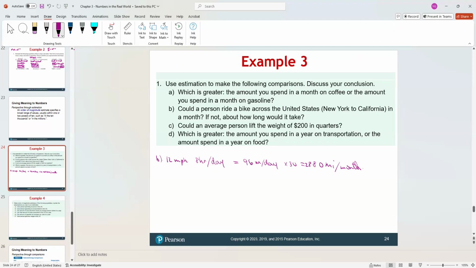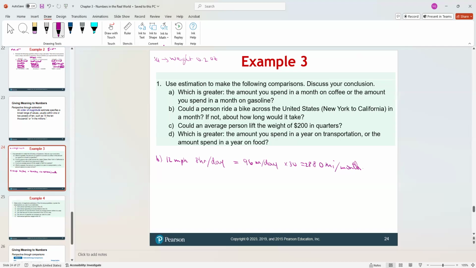Could an average person lift the weight of $200 in quarters? Again, here those are things so that you can say, oh, okay, let me verify if it's possible or not possible. So you assume a quarter weight. How much is the weight of a quarter, right? I think it's 0.2 ounces, right? So you see, you need to know the measurements, but you can also do the math.